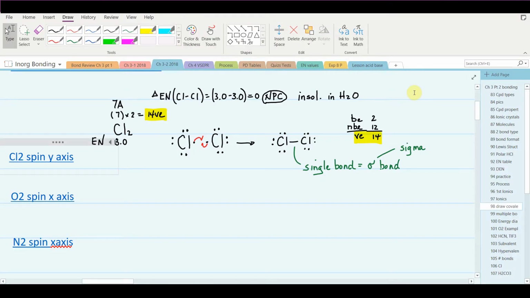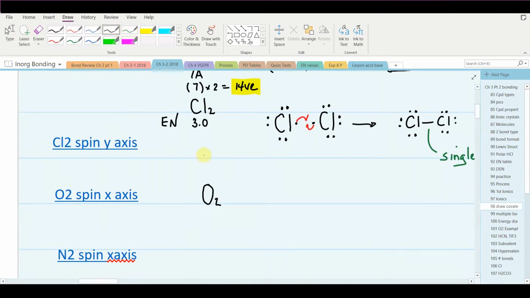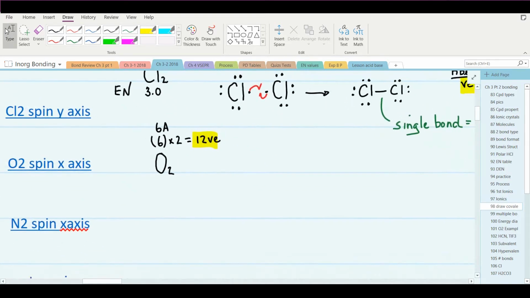Let's draw oxygen next. Oxygen is another diatomic molecule. It's in group 6A. Each atom brings 6 valence electrons, and there are 2 atoms, so that'd be 12 valence electrons to find in our structure. Again, it's a nonpolar covalent bond because oxygen is bonded to itself. Therefore, it would be nonpolar and insoluble in water.